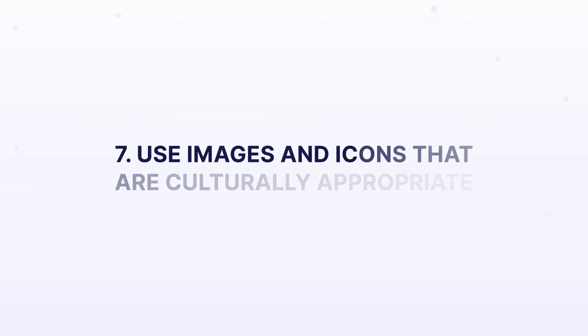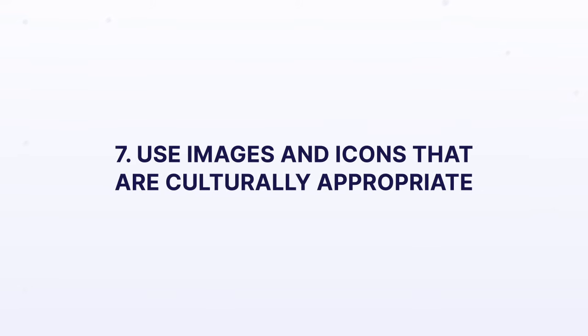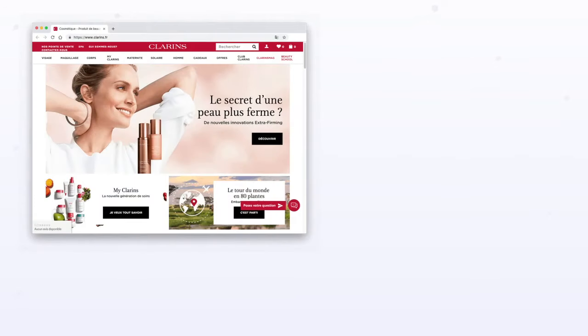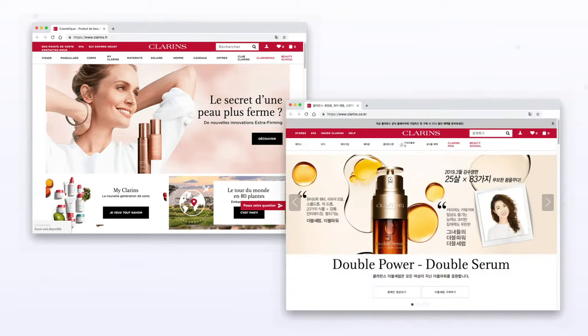Okay, tip number 7, use images and icons that are culturally appropriate. Now, we're big advocates of localization here at Weglot, and translating your images is one of those things that we find really important if you're targeting different markets. That's because different images are perceived in different ways in different cultures, so it's an important one to be aware of. For instance, the French version of Clarins' homepage features a Caucasian woman, whereas if we check out the Korean homepage, there's an image of a Korean woman. So there's a real possibility of offending cultures with a seemingly innocent picture.